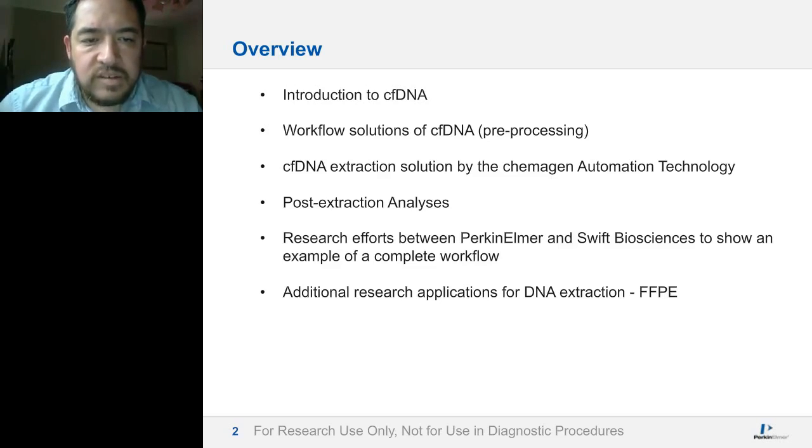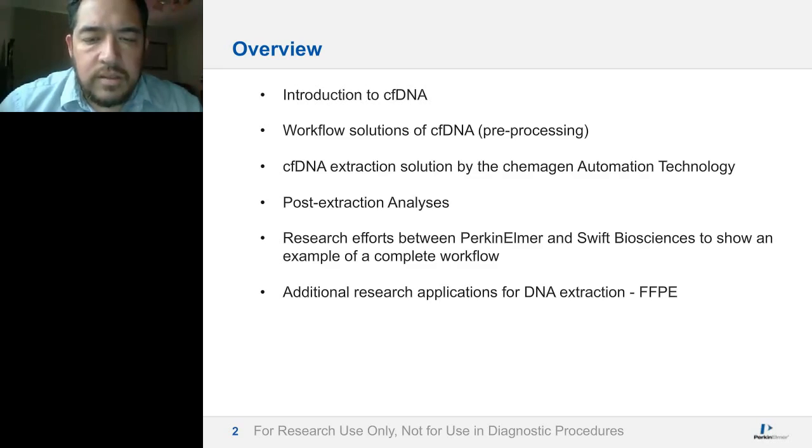Afterward, we'll discuss post-extraction analyses, as well as a special research collaboration effort between PerkinElmer and Swift Biosciences in a poster we presented at ABRF recently. And this shows an example of the complete workflow. And then finally, I'd also like to talk about additional research applications for DNA extraction with formalin-fixed, paraffin-embedded samples.